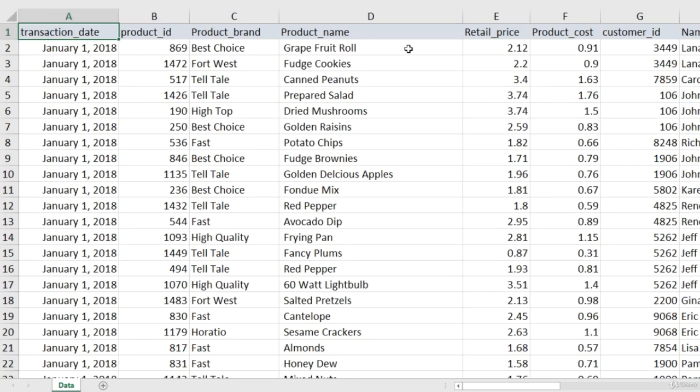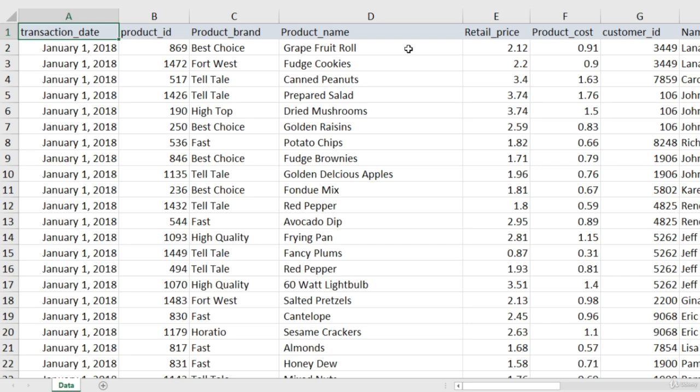Hello and welcome to Microsoft Excel data analysis section. In this section, you are going to learn how to analyze data and how to find the answers to all the complicated questions, to all the questions you may have related to this data.